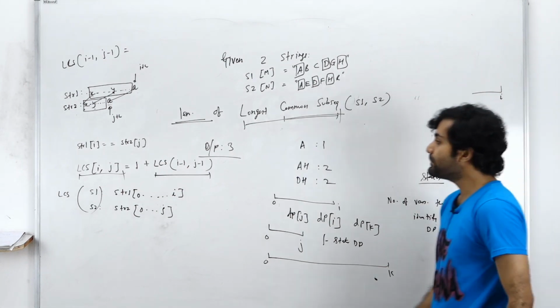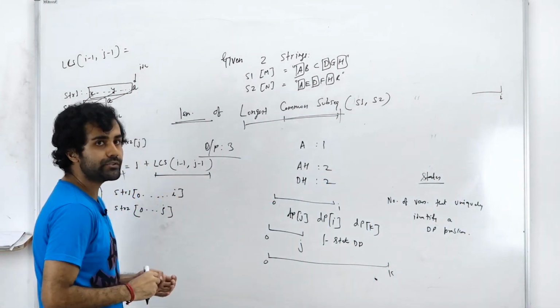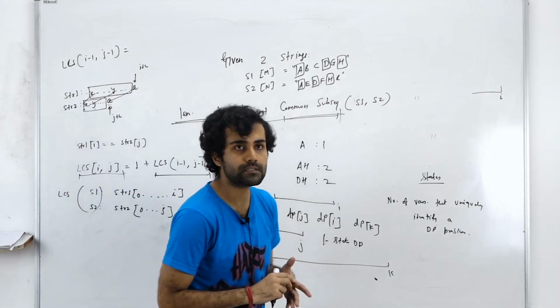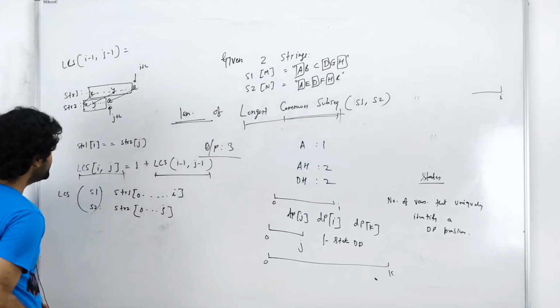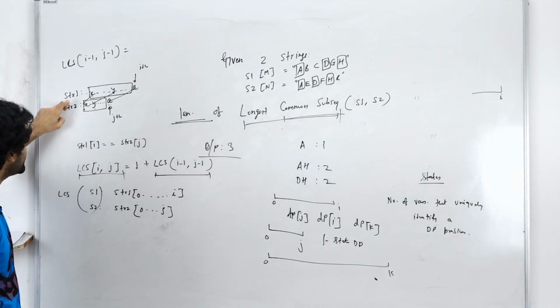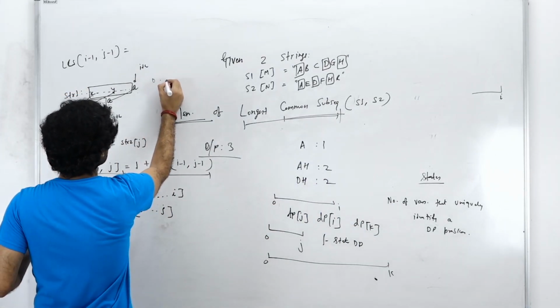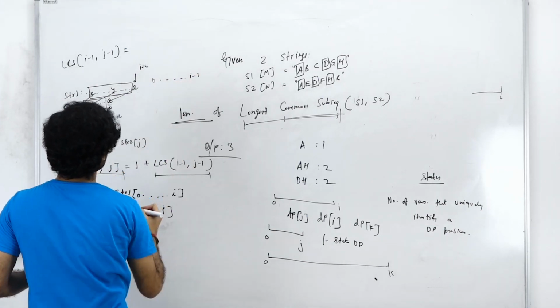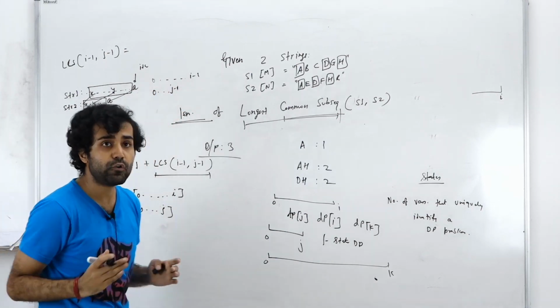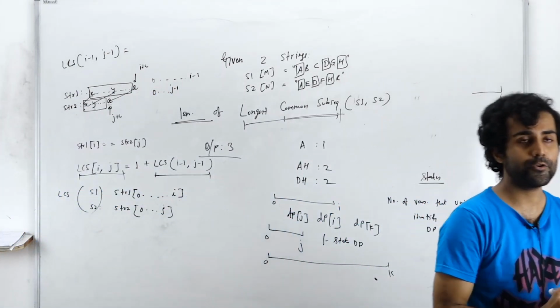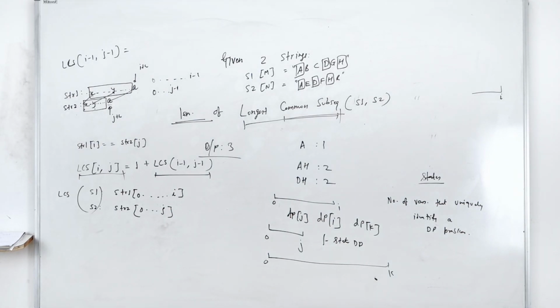Okay, so I think the meaning of LCS I minus 1 J minus 1 should also be clear, right? Because what is LCS I minus 1 J minus 1? This I minus 1 means that if I am considering the portion of string 1 which is from index 0 to I minus 1 and the portion of string 2 which is from 0 to J minus 1, then what is my LCS? Did you get that? Yes or no?